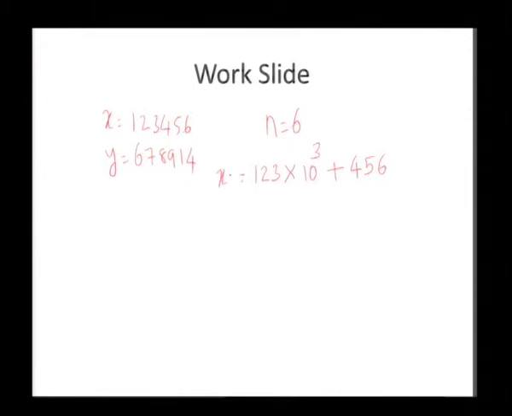Clearly this can be very easily done, right. 6 is divisible by 2, right. That gives an exponent value of 3, right. And therefore you can write this as 123 into 1000 plus 456. Similarly we can write down y to be equal to 678 multiplied by 1000 plus 914. What are we interested in?